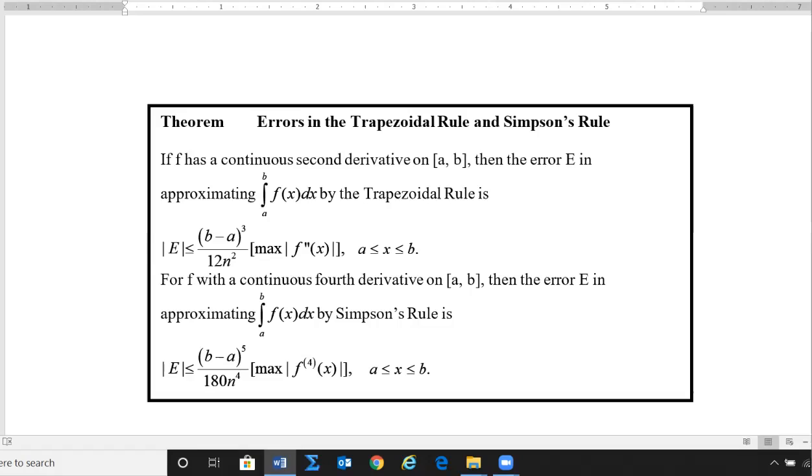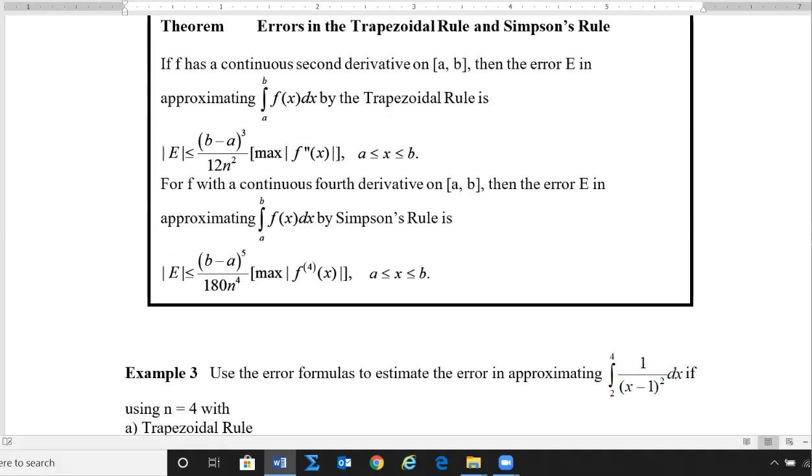But without that, how do we know how close we are? Well, that answer is given in this theorem. It gives us a bound for the error for each of the techniques that we have, trapezoidal and Simpson's rule. So we're going to go through how you use that for each case.